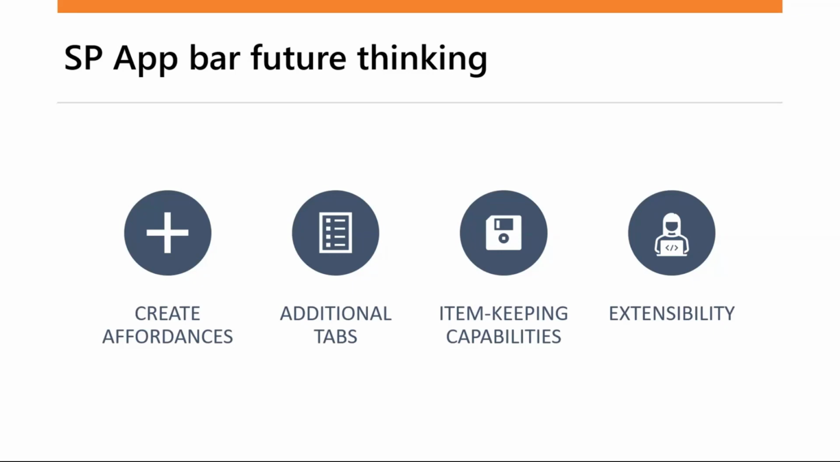Nothing is on the books yet, as they say, but we're starting to think about creative affordances, so surfacing the ability to create sites or create news directly from the app bar. Introducing new tabs: we're going live with 4 tabs, and we're thinking about what other tabs would be useful to our users. Item keeping: we show you things like followed sites, for example, but we don't allow following in the panel, so we're thinking about how we do that, and a story for other item keeping.